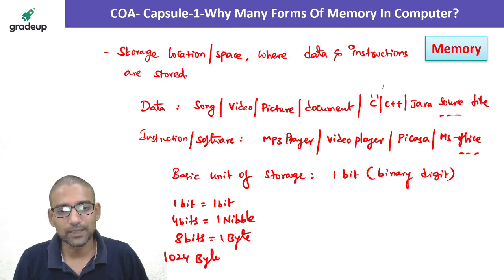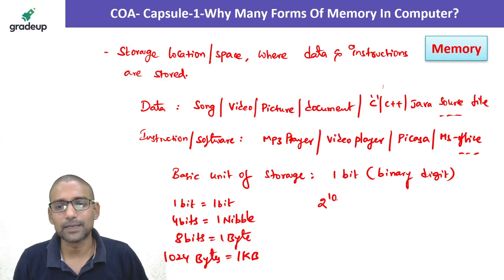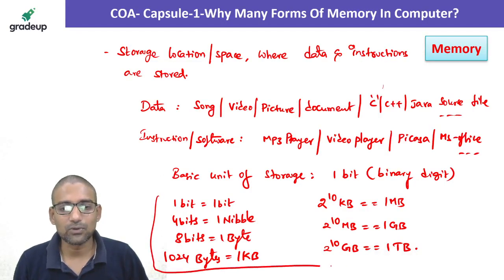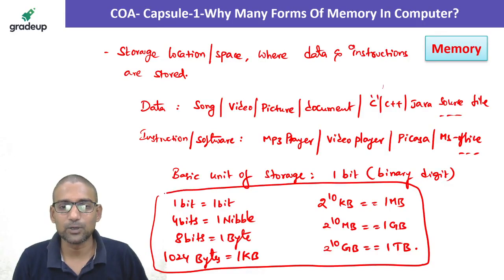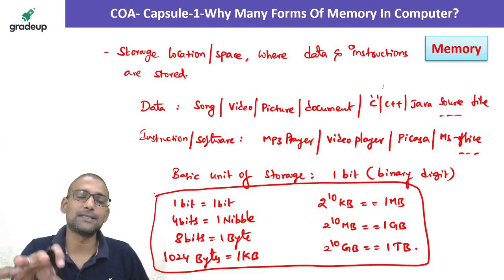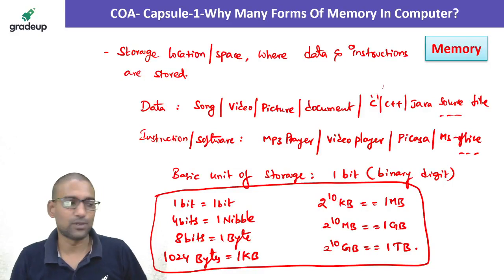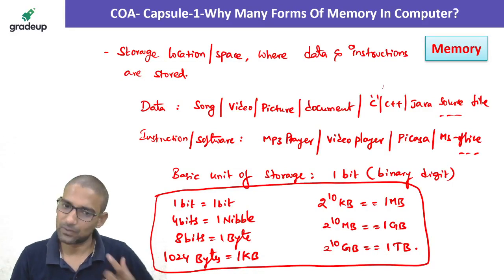1024, 2 power 10 bytes is what? 1 kilobyte. 2 power 10 kilobytes is what? 1 megabyte. 2 raised to 10 megabytes is what? 1 gigabyte. 2 raised to 10 gigabytes is what? 1 terabyte. So whenever you try to learn memory concept, definitely at least till terabyte, this bits and bytes units, everybody should have an idea, right?